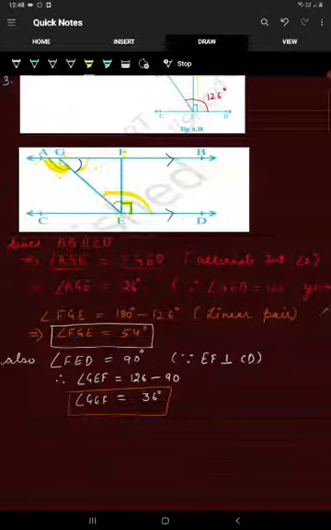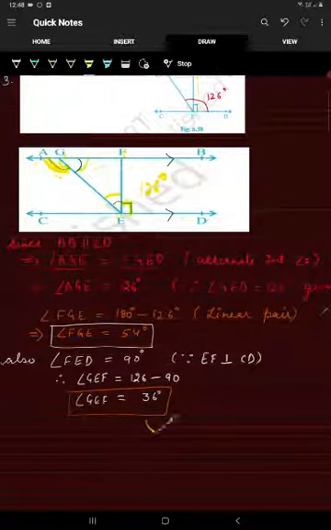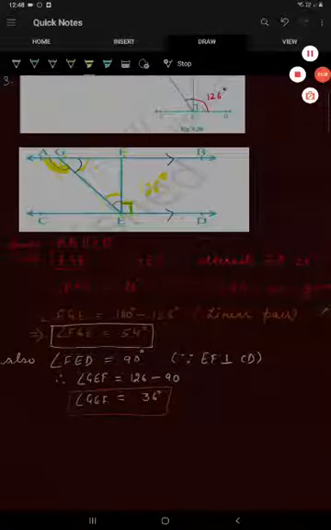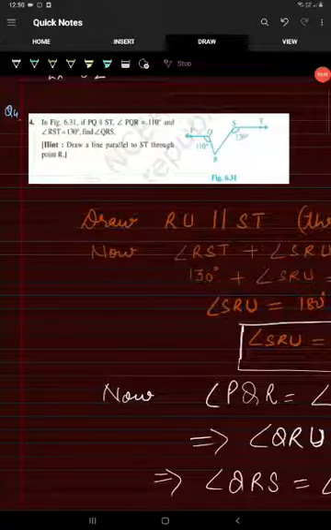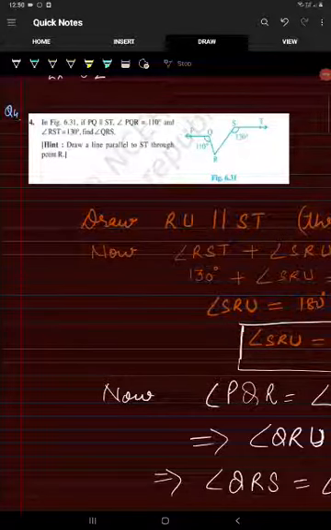Therefore the measure of angle GED is given to be 126 degrees. We can easily find the value of this GEF. See here, 126 degrees is the measure of this full angle, and if we subtract this angle 90 degrees from here, then only this angle will remain. So the measure of angle GEF will be 126 minus 90 degrees, that is 36 degrees. In this way we have done the 3 questions. Now moving ahead to question number 4.